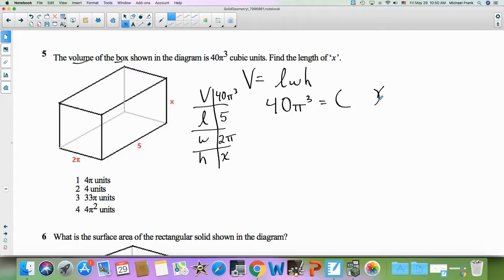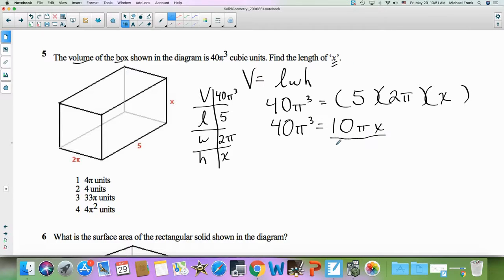And then I'm just going to do one of these things that I like to do. The length is 5. The width is 2π. And the height is really what we're looking for, which is x. All right, well, let's see. 40π³. Let's simplify this. 5 times 2 times 1 is 10. And pi and x multiply, so it's πx. What we're doing here is solving for x. So let's divide everything else out. Let's divide the 10π out of there, and divide this side by 10π.